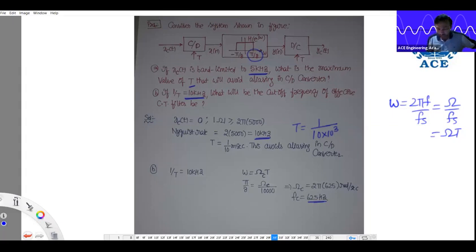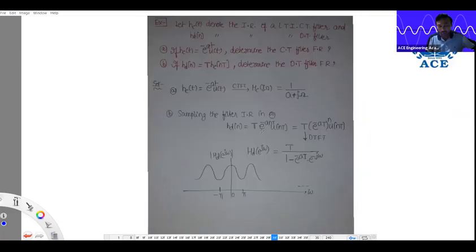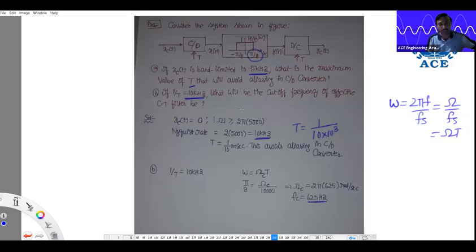Okay? Simple models. Another model. I hope everyone recognizes this point. The first bit is based on the Nyquist rate, 2 times the highest analog frequency. The second bit is this formula, omega equals ohm into T. T means sampling period here.